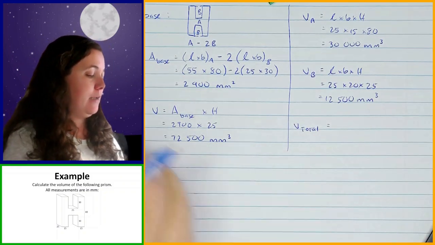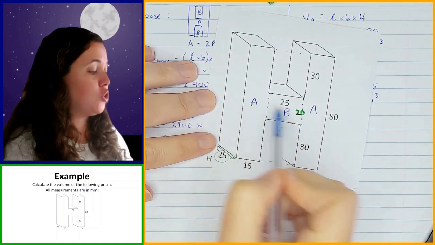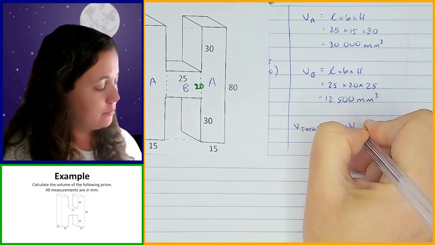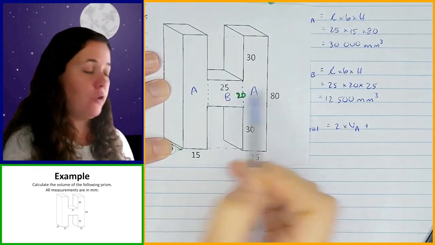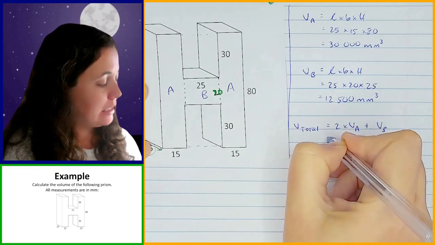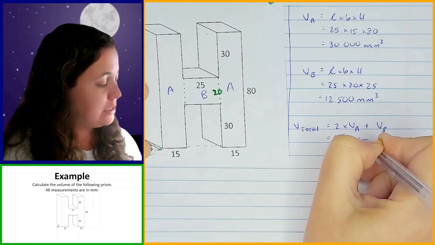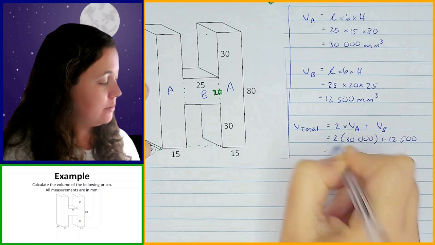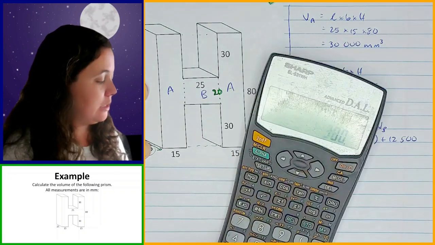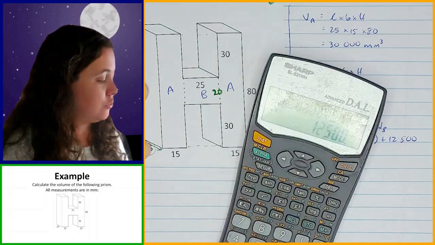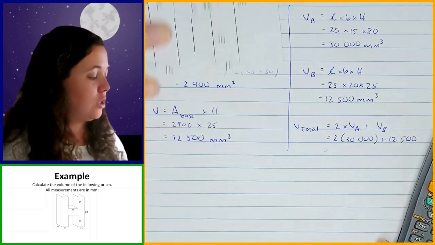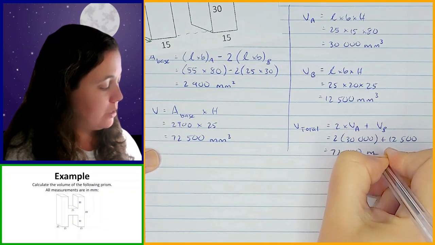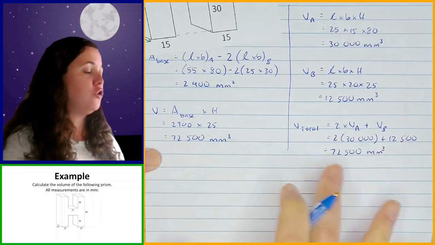Right, so now to work out the total volume, I can say that in this over here, I've got two A's, so it's two times the volume of A plus the volume of B. So that's going to be 2 times 30,000 plus 12,500. So 2 times 30,000 plus 12,500 is 72,500, which is the same answer that we got over there. Millimeters cubed.